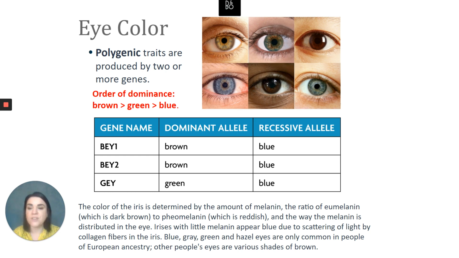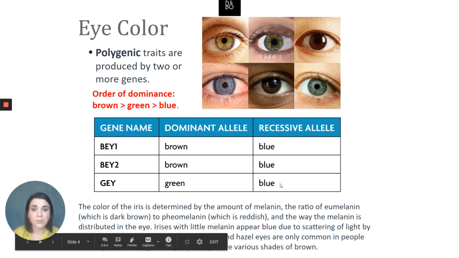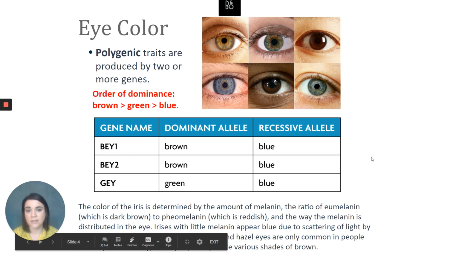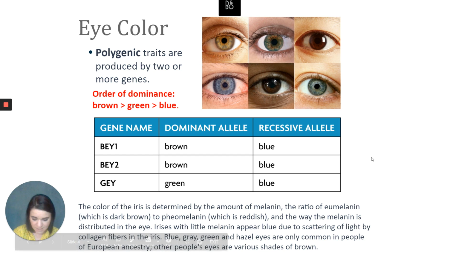So a big example of this is eye color. There's at least 3 genes for eye color. So we have 3 of them here: BEY1, BEY2, and GEY. Those are 3 genes that are known to impact eye color, but there can be more. So there's at least 3. You can see here that the blue eye color is the recessive allele in all of these cases.